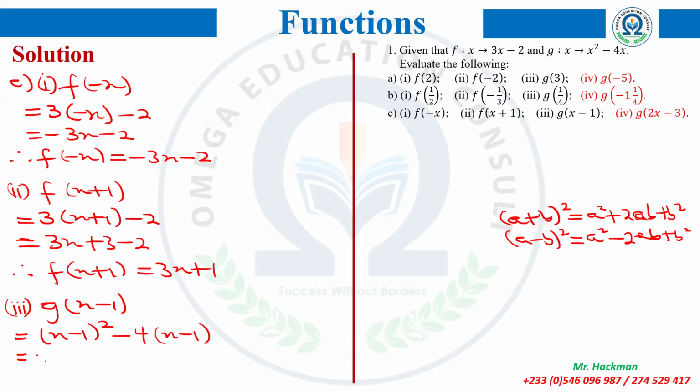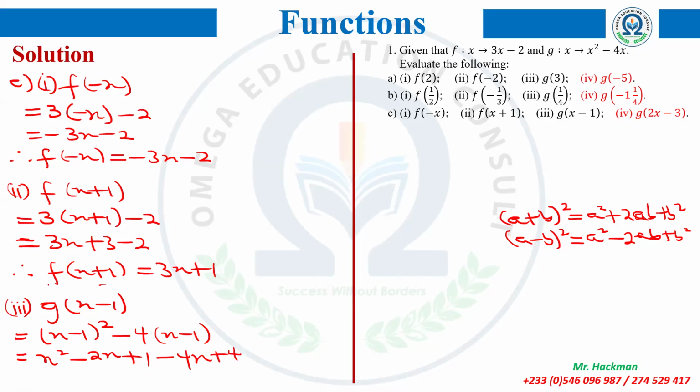So I'm going to get x squared minus twice the product of this and this. The product of 1 and x will give you x. Twice that will give you 2x. Then plus 1 squared, you know, is 1. Then you come and expand this one too. So minus 4x, then plus 4. All correct.